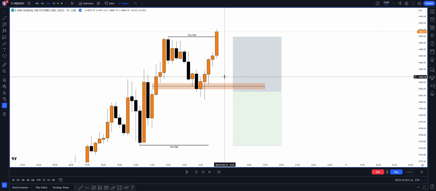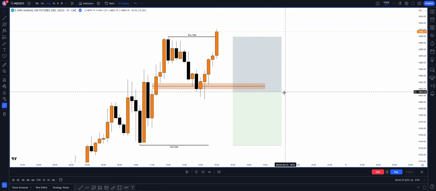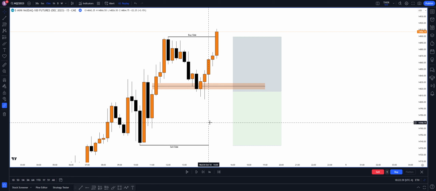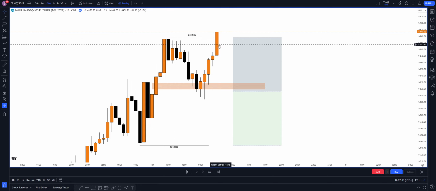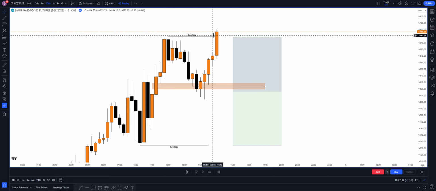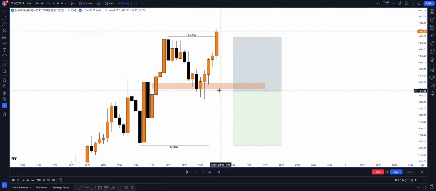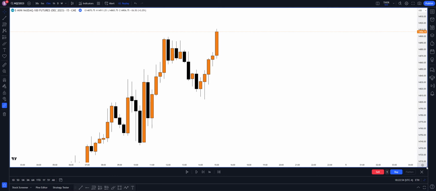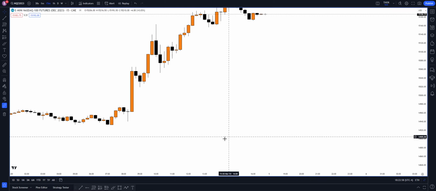Another thing to mention here about the afternoon session is, personally, let's put it this way, I would like to be more conservative with my targets. I do not like to leave runners on the afternoon session. So let's jump on another example. This price action doesn't happen every day though.